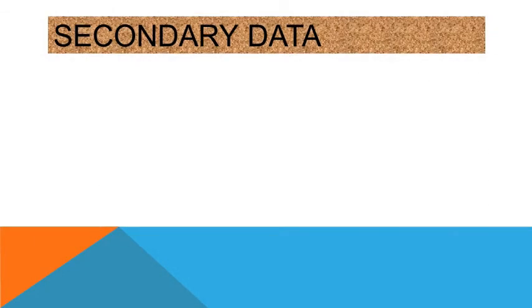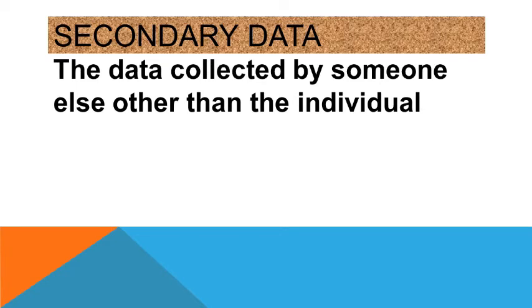Now let's see what is secondary data. The data collected by someone else other than the individual. It refers to those data which have already been collected by someone else. These are usually easily available to researchers and individuals because these are mostly shared publicly. For example, information collected by the government for tax payment. In this, someone else is collecting the information.